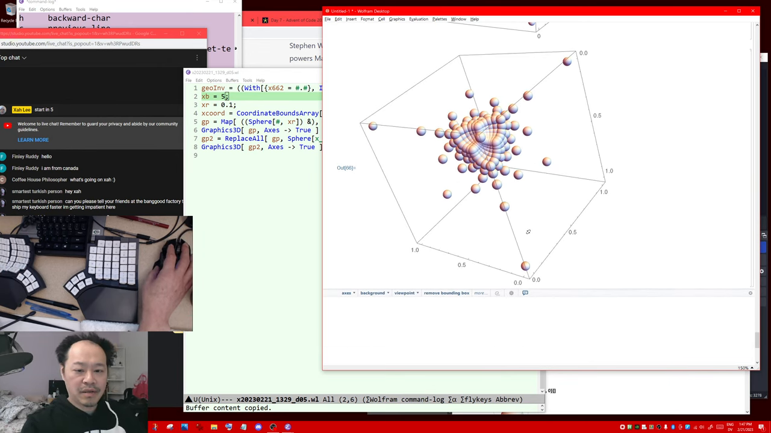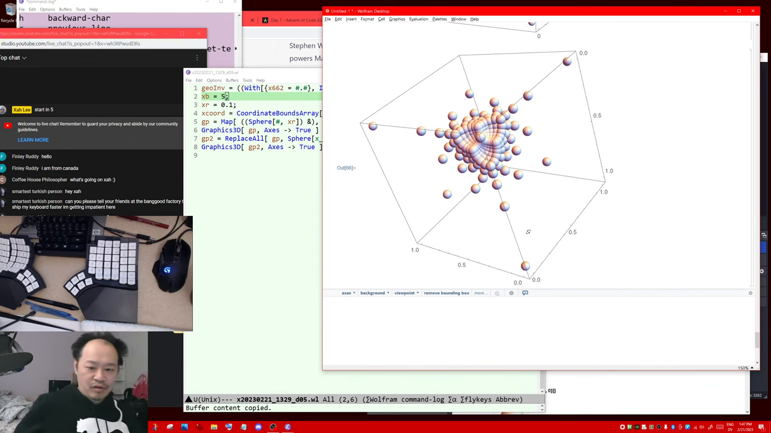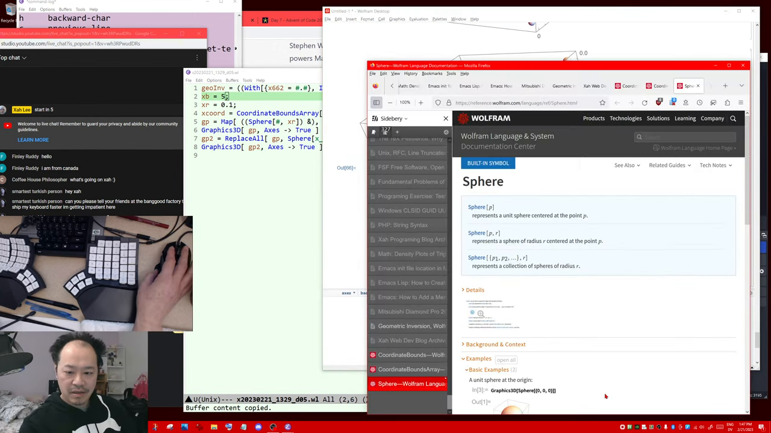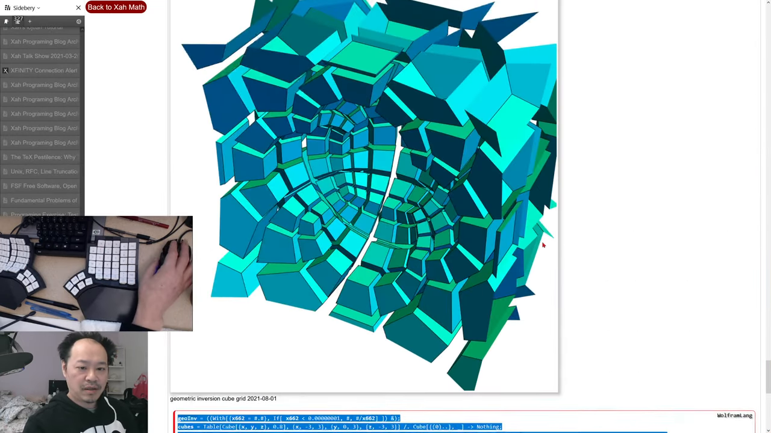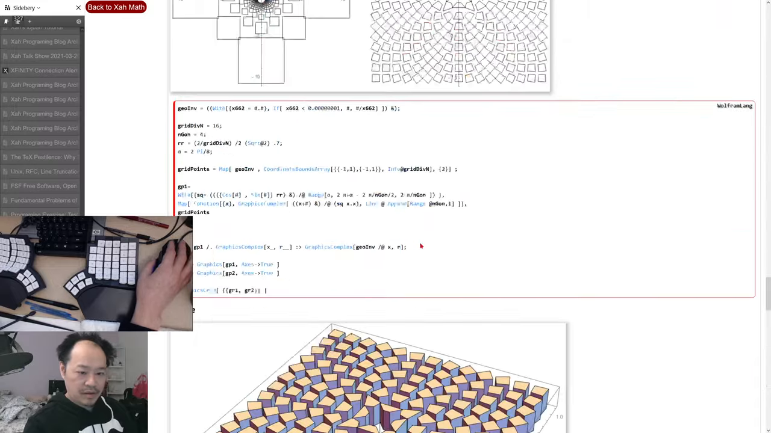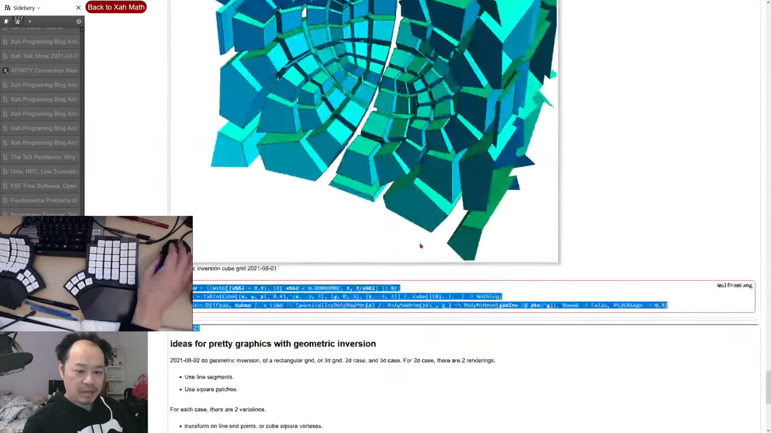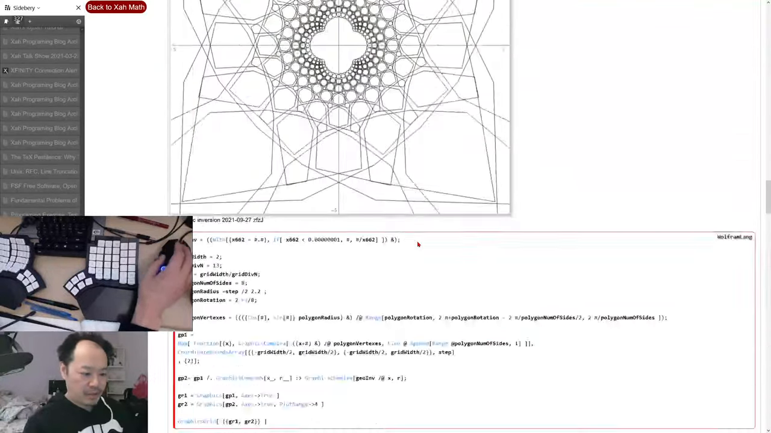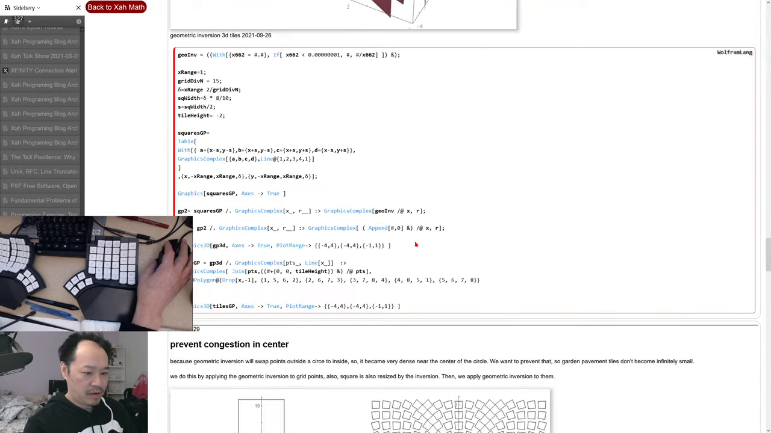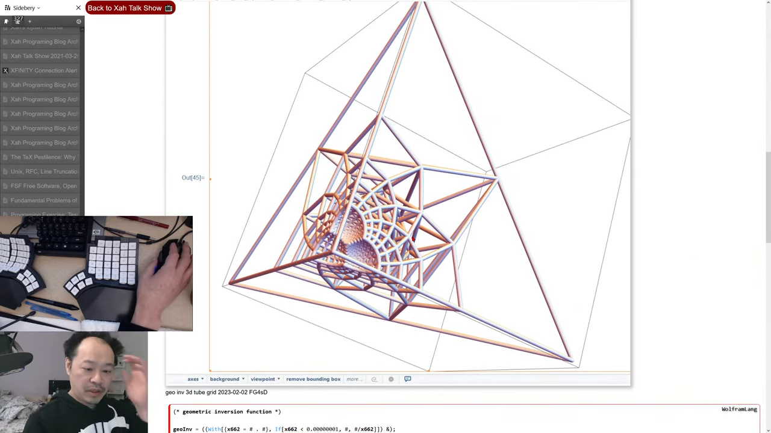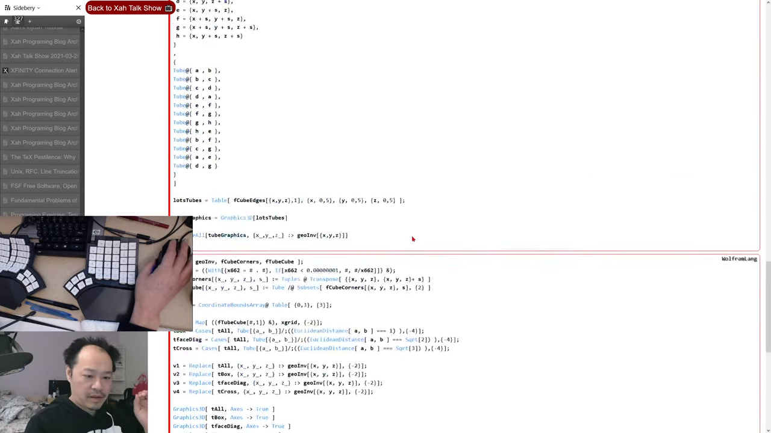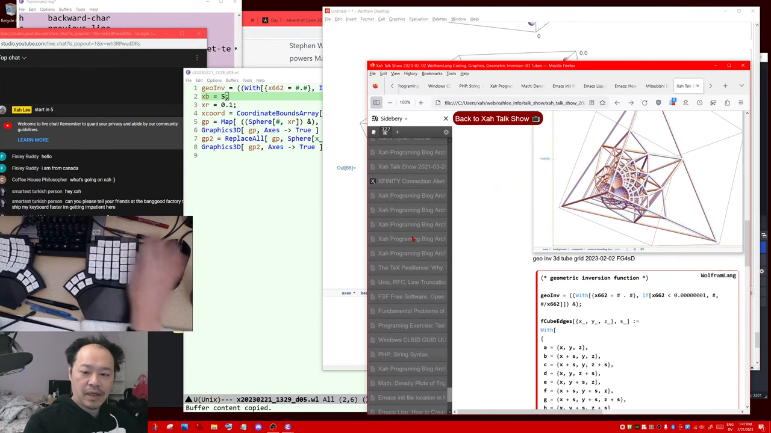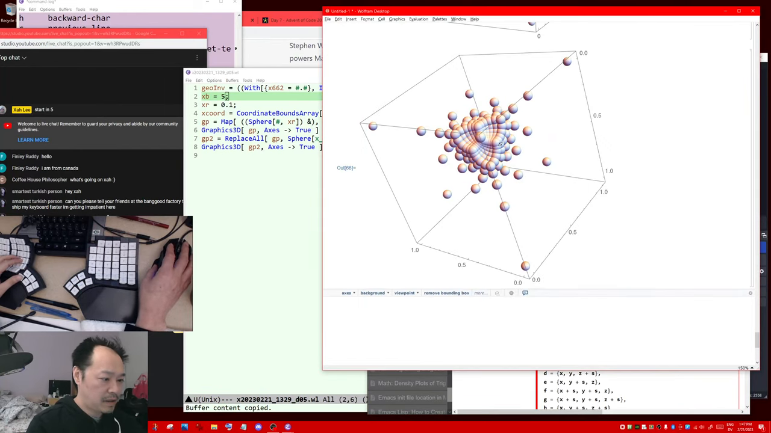But okay, so I don't think this is going to look that good. Our previous one using the cube or using tube is much more beautiful. Yeah, so okay, so I think that's about it today.